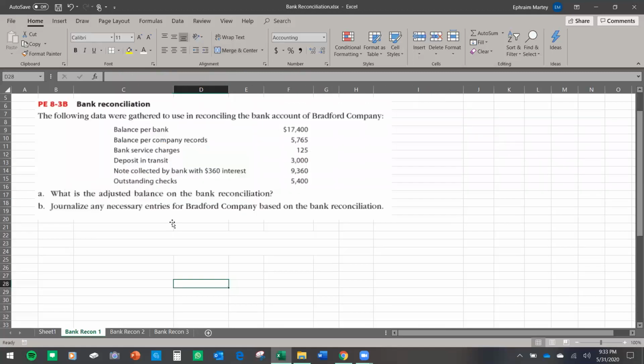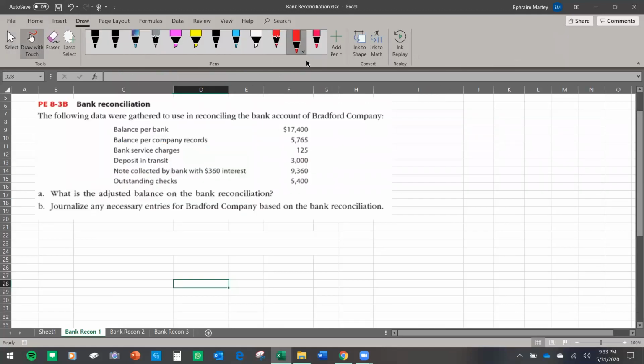Now let's go back to the exercise we are about to do. You notice here that we have the balance on the bank, and this is the balance on the company's records. Sometimes you may see company's books; record and books are the same. In our books we have this amount, and the bank has this amount. So which one is right? We are going to reconcile this to make sure the two match, meaning they are the same.